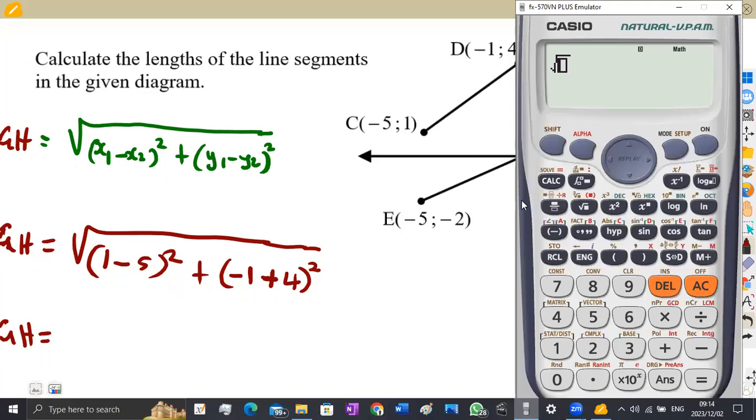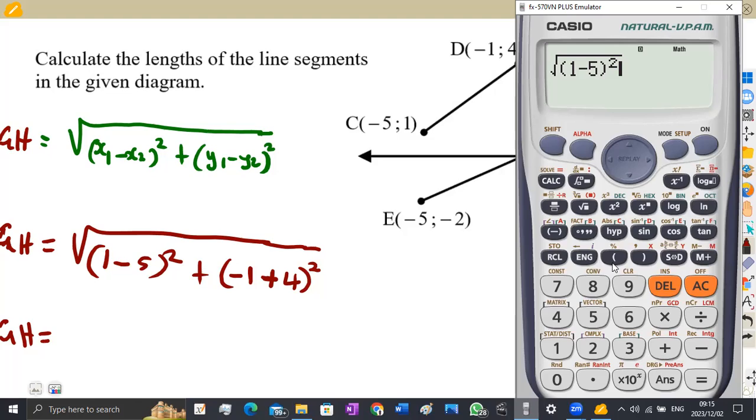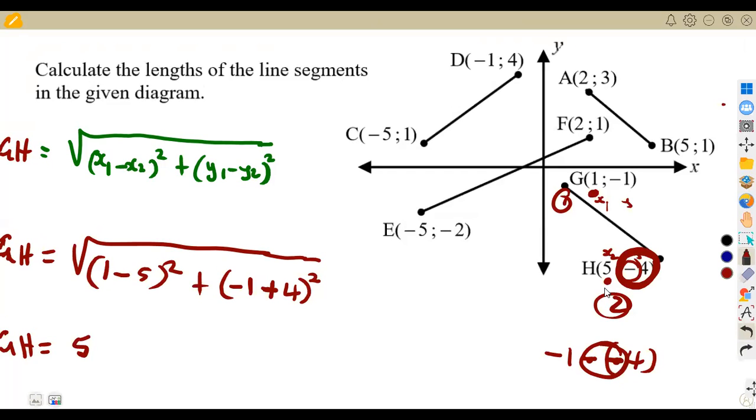So this is going to be the square root of 1 minus 5 squared. Open the bracket, 1 minus 5 squared like this, then plus, open the bracket, -1 plus 4, close the bracket, then we square it. So this is going to give us 5. Here I've got the same length, just like the previous case, which is 5. If I'm not mistaken, it was just a whole number, and we are obtaining the same length in that case.